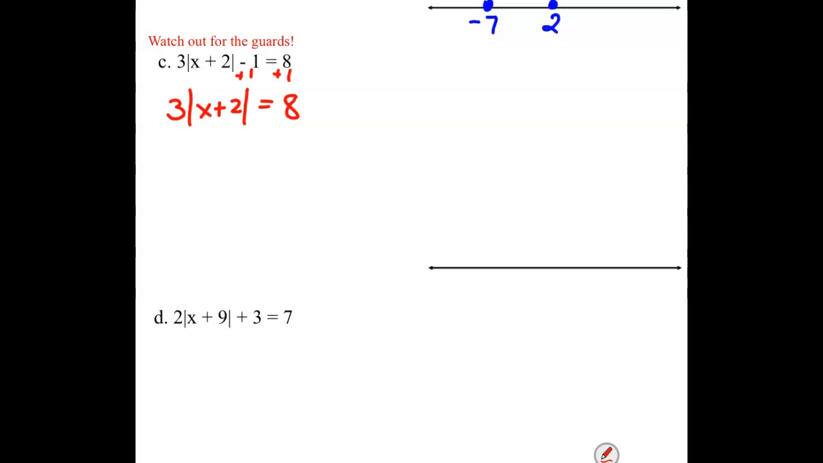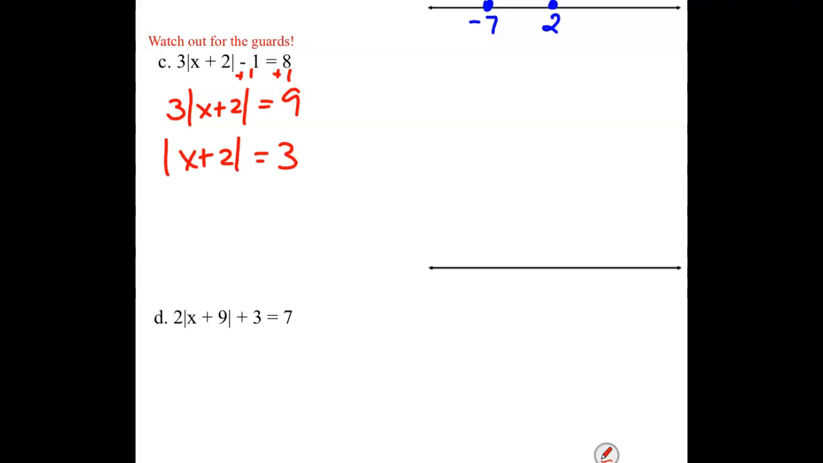Now, absolute value bars are not the same as parentheses. We're not going to distribute that 3 inside. We're going to move it to the other side. Okay? I can add, can't I? 8 plus 1 is not 8. It is 9. All right. So now when we divide, what happens? We get a 3. So the absolute value of x plus 2 equals 3.